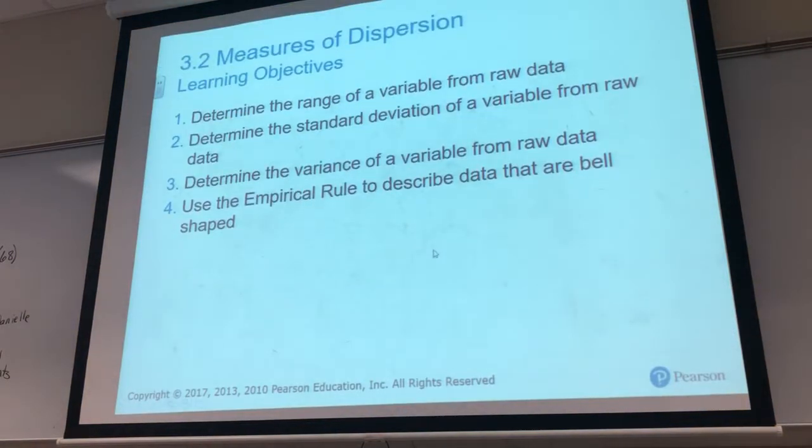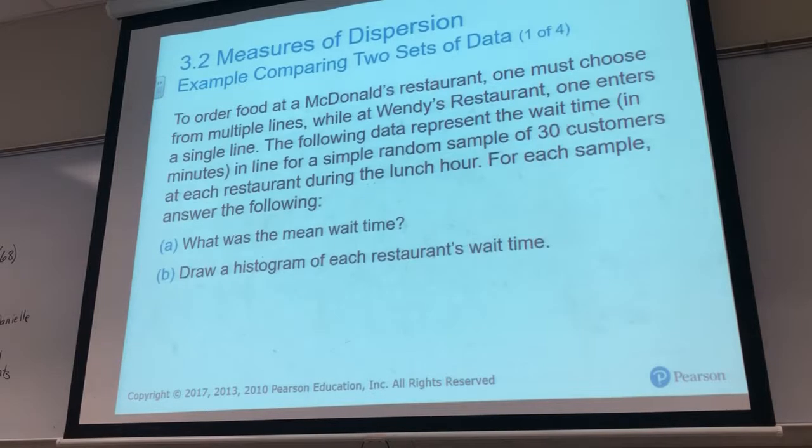Okay, so 3.2 we've got measures of dispersion. 3.1 was just measures of central tendency. Where's the middle of our data set? Measures of dispersion measures how spread out these things are. Really, we're going to use standard deviation most of the time. We're going to talk about the range first, and then we'll talk about the standard deviation and the variance. The variance isn't used all that often. And then we'll talk about the empirical rule at the end. But we'll start off with the range. The range is really easy to find.